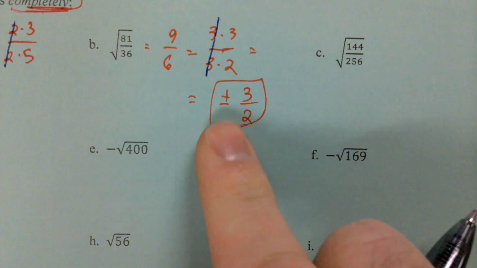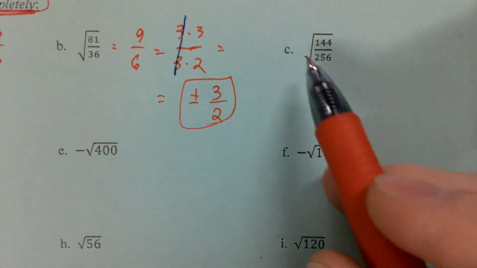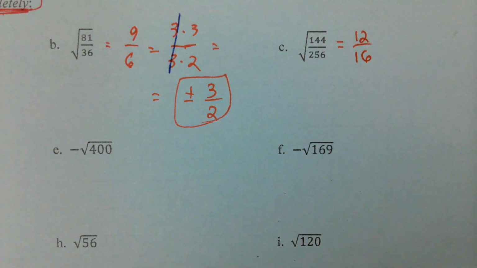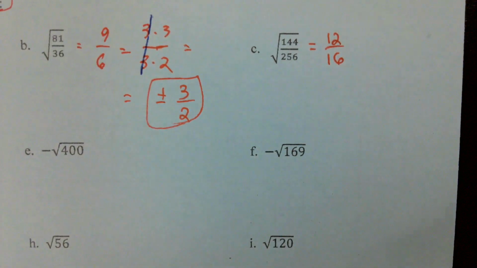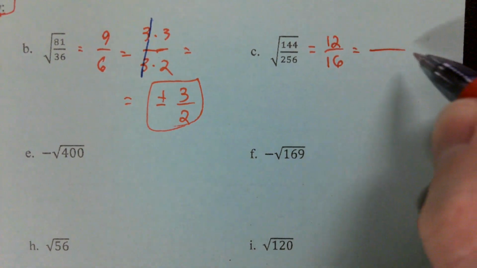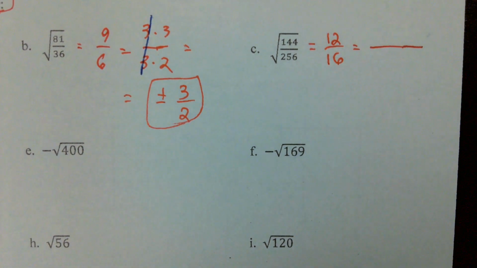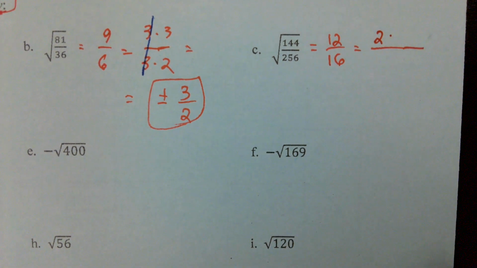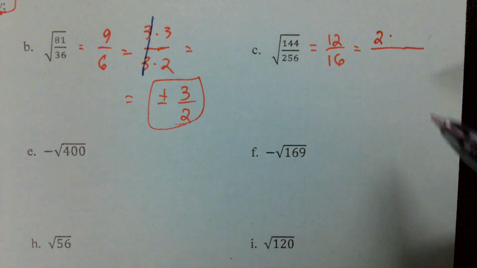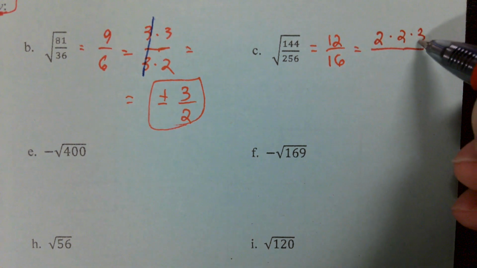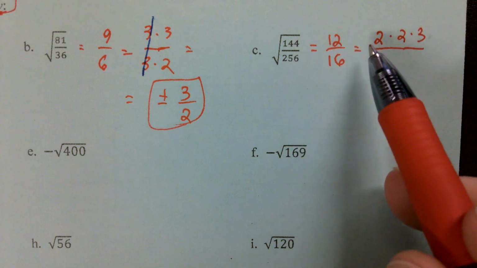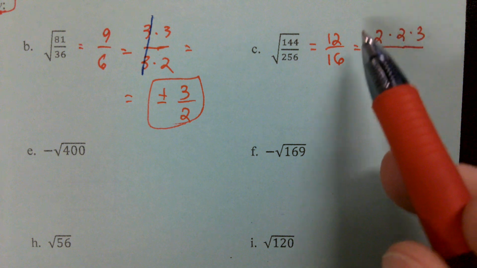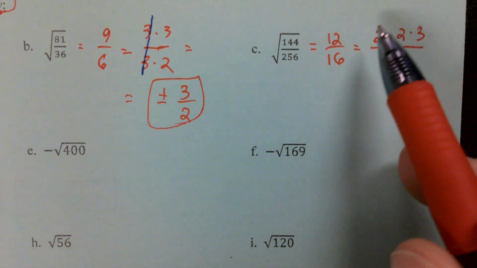As I was walking around, most of us had that, which is great. Part C, square root of 144, square root of 256. 16. Okay. And we have to be more careful splitting this up. How can I split up 12? We could do 3 times 4. We could do 6 times 2. If I do 2 times 6, how can I split up 6? 2 times 3. So 12 is 2 times 2 times 3. Just like if we were doing a factor tree, we want to split it up all the way.